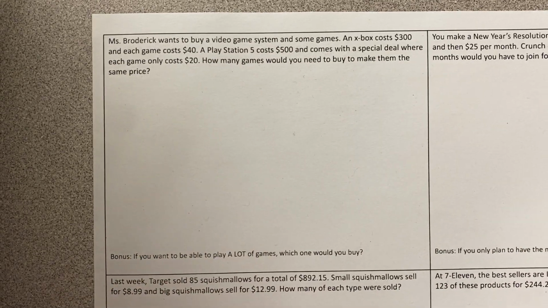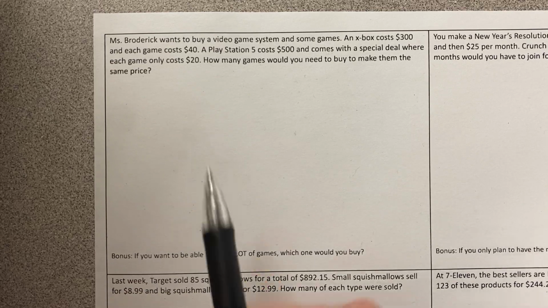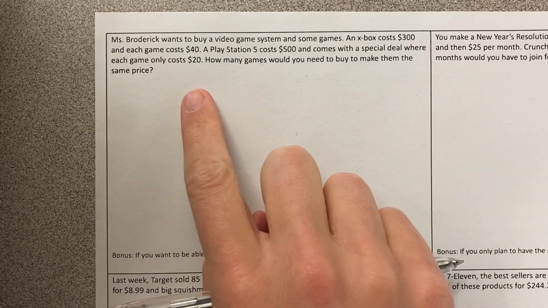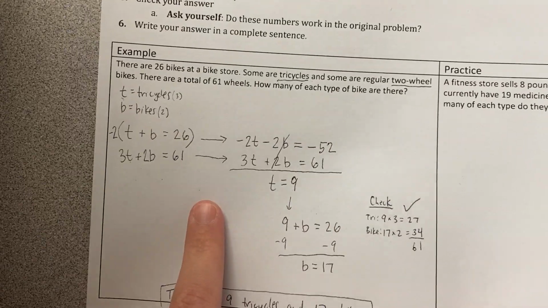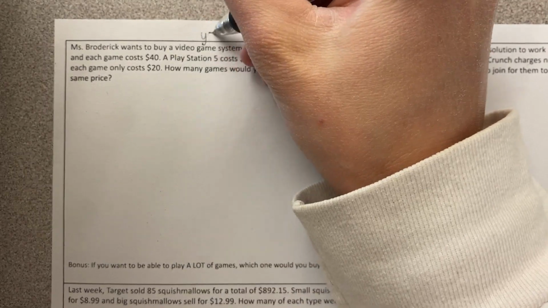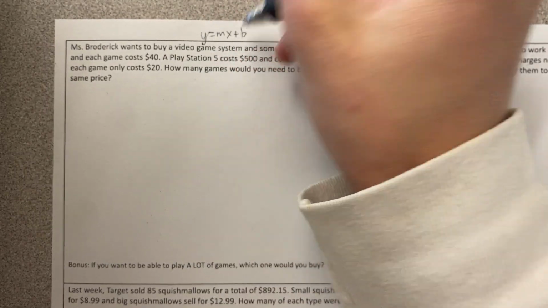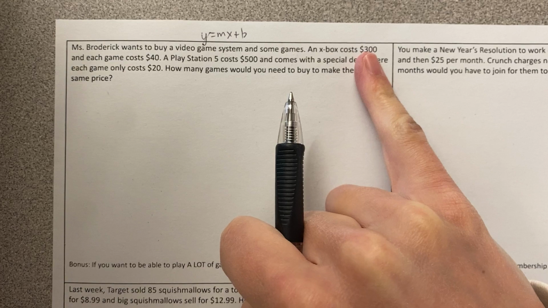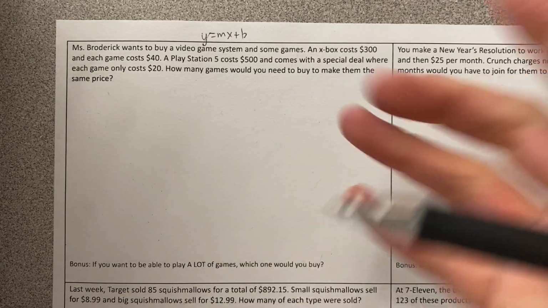Okay, so the first thing that I notice about this problem is that what I have is not two things being combined, like here with my bikes and tricycles, but a starting point and a rate of change. So I'm going to use slope-intercept form, y equals mx plus b, because I'm going to buy an Xbox and then I'm going to buy games, and as I buy games, I'm going to spend more and more.